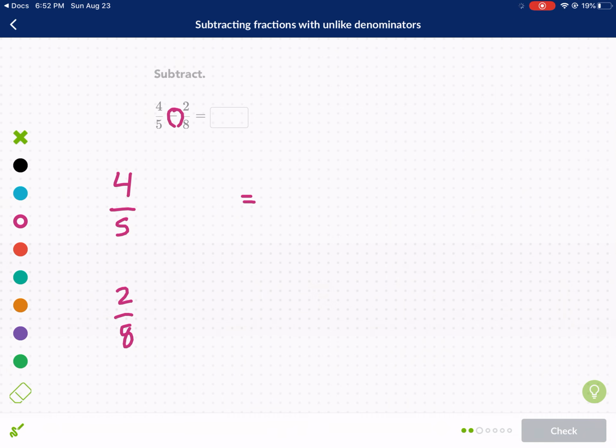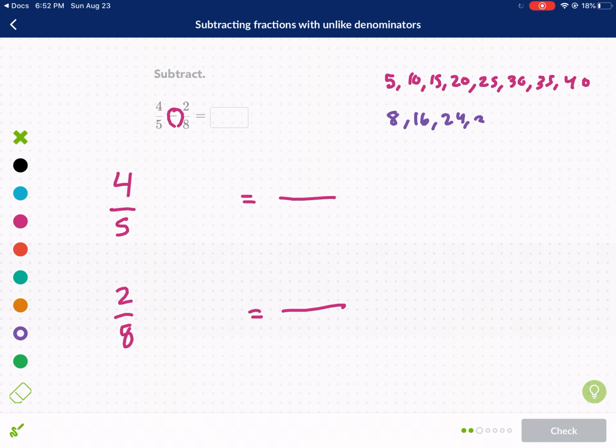Okay, so we know we want a common denominator. We need to have the same value when we're adding or subtracting these. So what do we have here? Well, we have 5, 10, 15, 20, 25, 30, 35, 40. I think that's going to be good enough, hint, hint. Then for 8, what are our multiples of 8? 16, 24, 32, 40, 48.